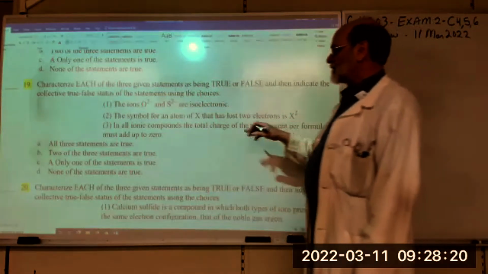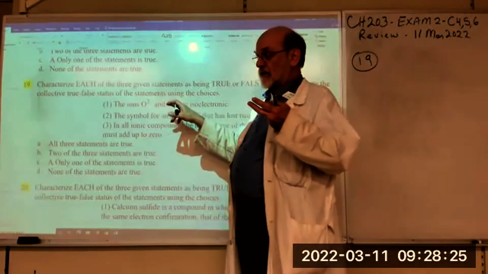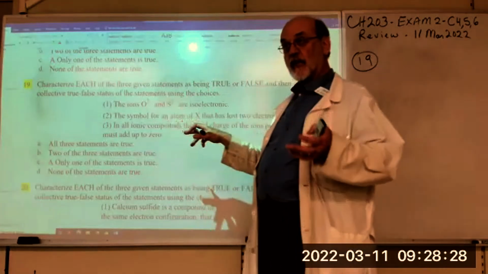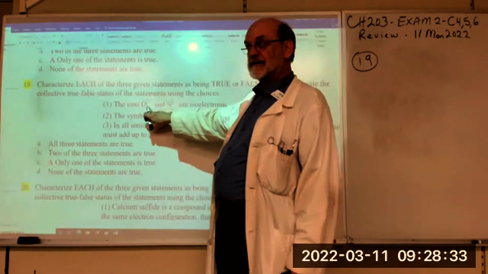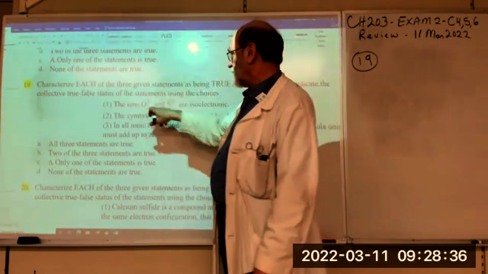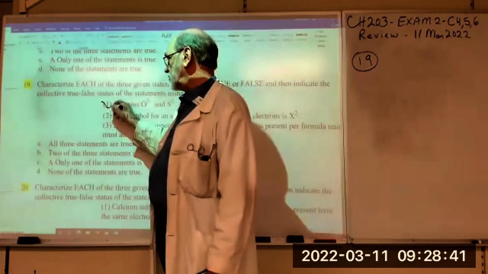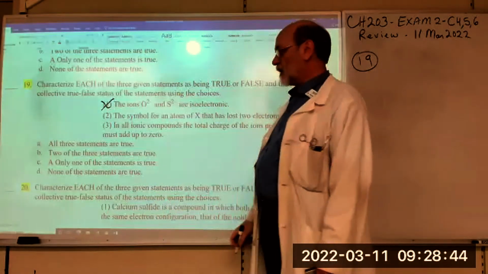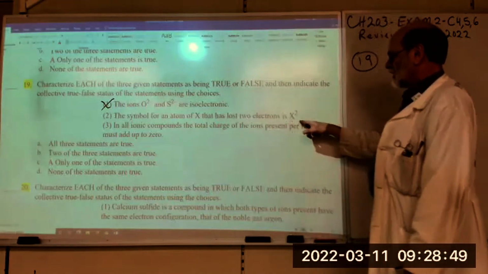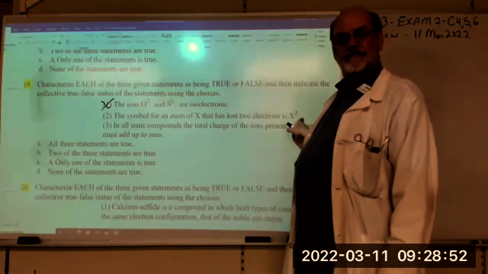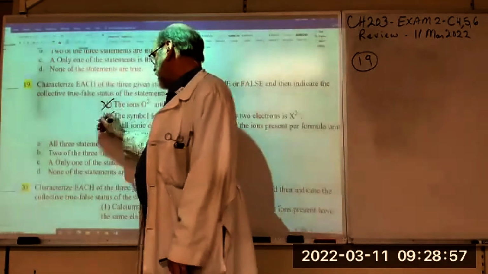The ions O2 minus and S2 minus are isoelectronic. Using our noble gas trick as before, oxygen plus 2 electrons makes it look like neon. I'm looking at the periodic table. Sulfur with 2 electrons makes it look like argon. So that one's false. They're not isoelectronic. The symbol for an atom of X that has lost 2 electrons is X 2 minus. Sorry, you lose 2 electrons, you're favoring the positives. So that one's false.